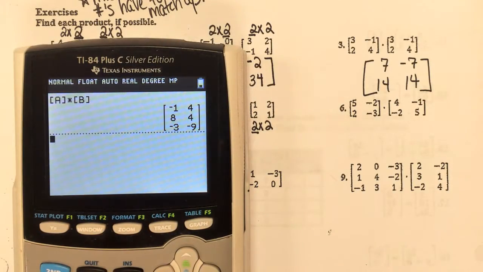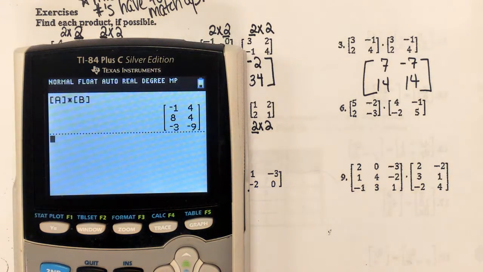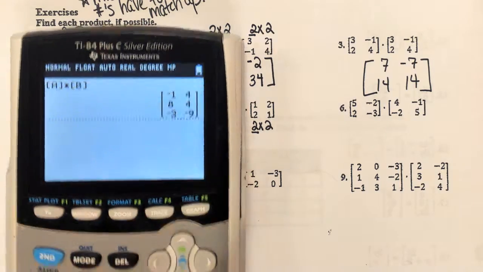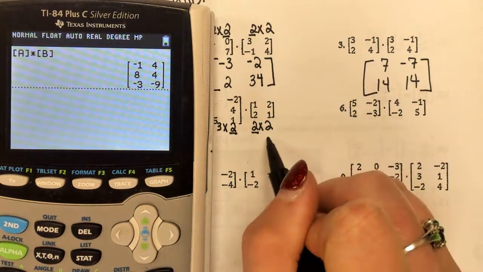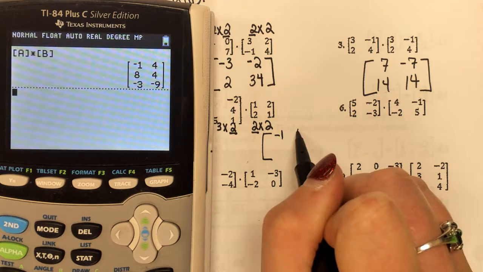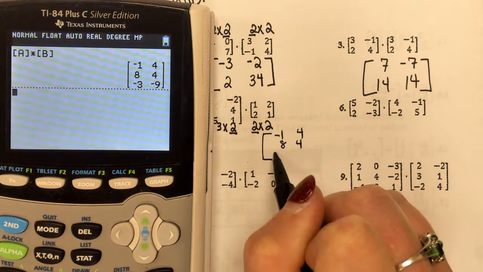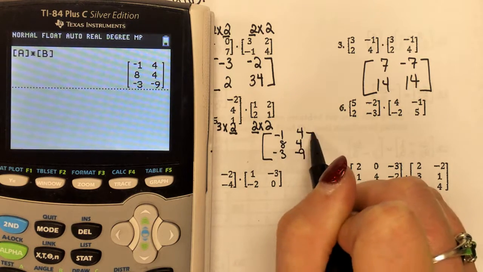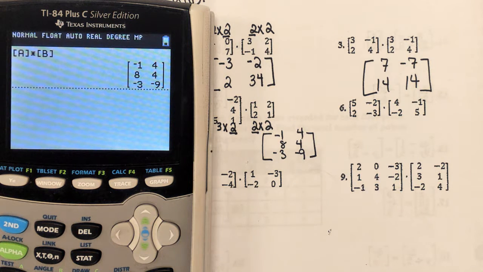Alright, did y'all get those numbers for number 5? Check, make sure you have the same numbers I did. Number 5. Alright, anybody lost?